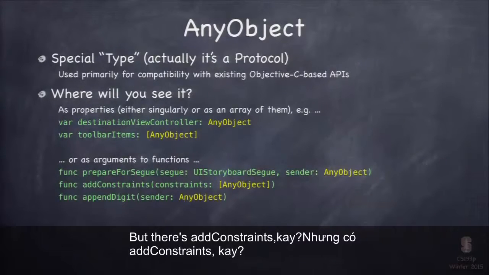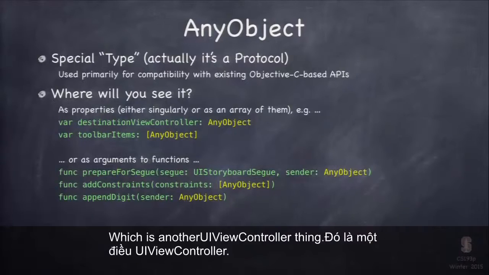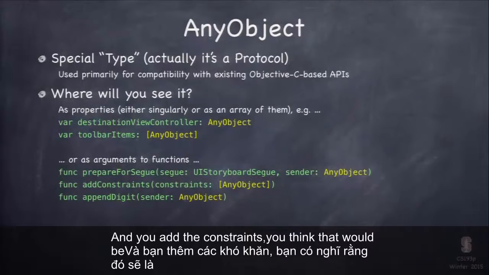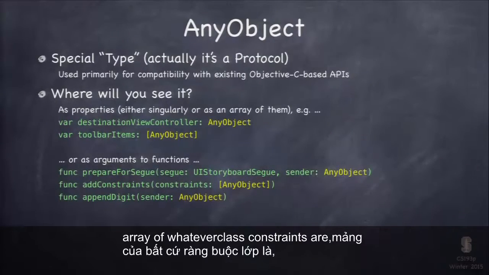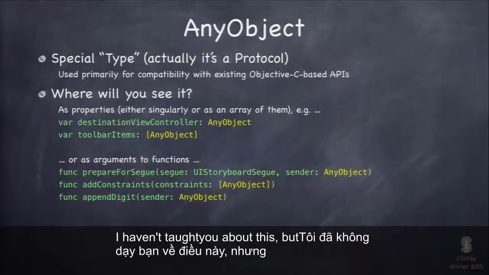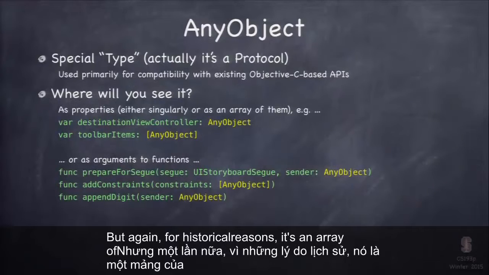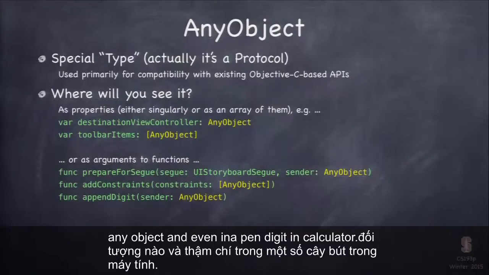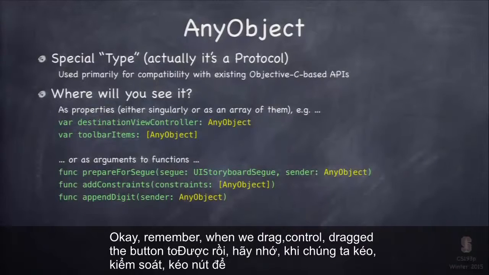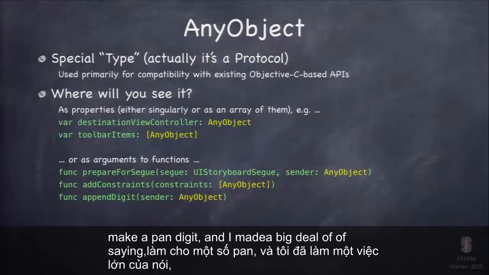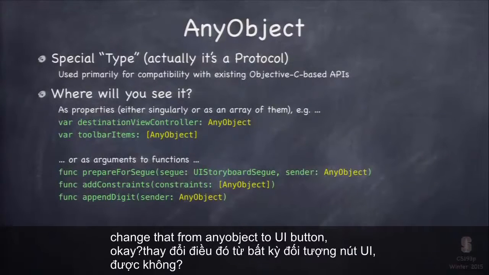But there's addConstraints, okay, which is another UIViewController thing. And you add the constraints, you think that would be an array of whatever class constraints are. I haven't taught you about this, but these are the constraints that do all our UI shifting. But again, for historical reasons, it's an array of AnyObject. And even in appendDigit in Calculator, okay, remember when we control dragged the button to make appendDigit? And I made a big deal of saying, change that from AnyObject to UIButton, okay?